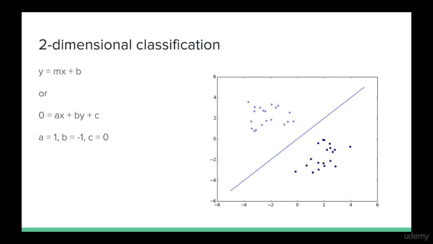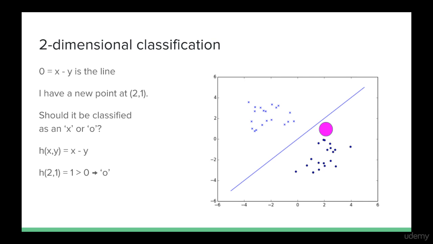You can see that if our x's and o's are split along a 45-degree line that crosses the y-intercept at 0, then a equals 1, b equals -1, and c equals 0 should be the line. So in other words, our line is 0 equals x minus y.